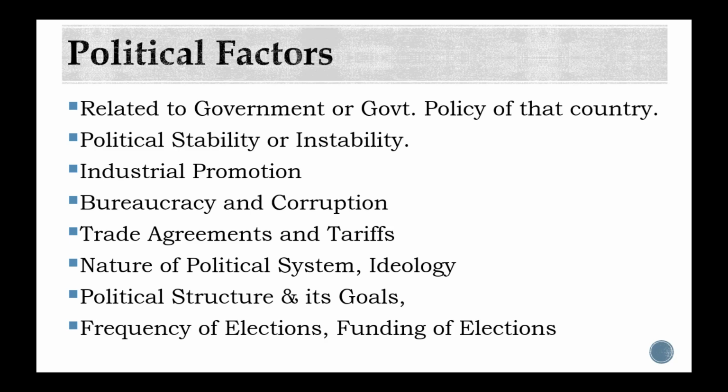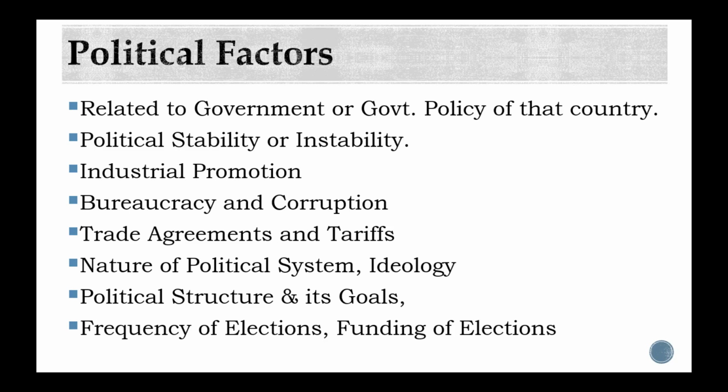First is political stability. If a government is stable, then its policies will remain uniform and consistent, and hence companies will be able to understand the upcoming decisions of the government, and because of the consistency and stability of the government, companies will be able to take long-term strategic decisions, and hence political stability plays a very important role.